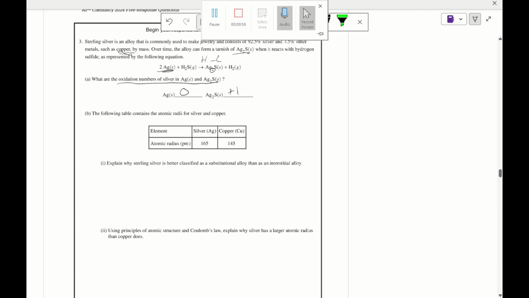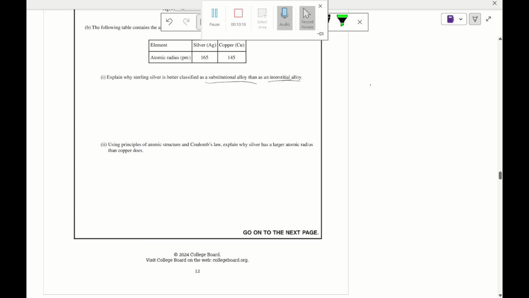And then sterling silver is better classified as a substitutional alloy than an interstitial alloy because the radius of silver and copper are very similar. So instead of the copper being in between the silver atoms, it would be replacing or substituting the silver atoms in the alloy. Silver has a larger atomic radius because of electron shielding. Since it has one more valence electron ring than copper, the previous valence electron ring will be pushing it out, even though silver has a higher effective nuclear charge.